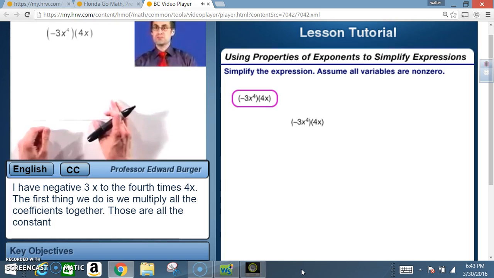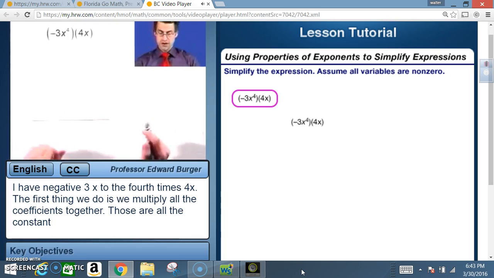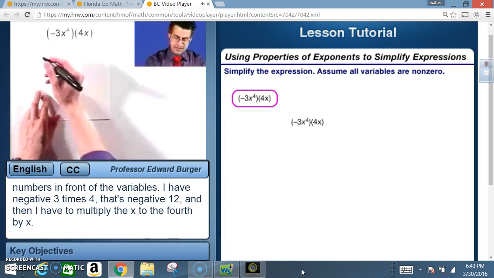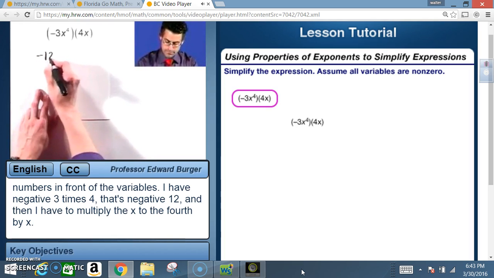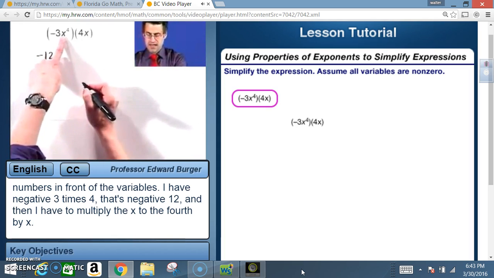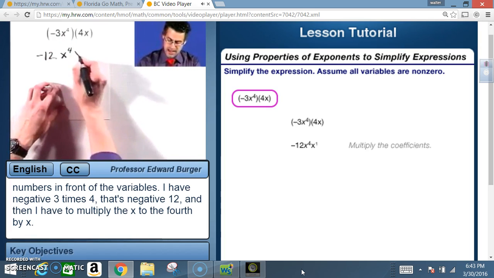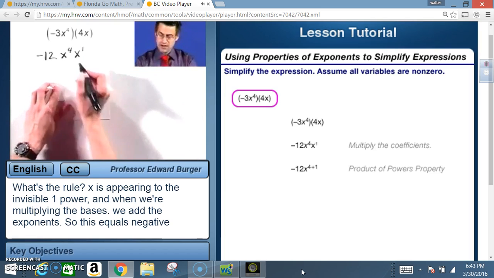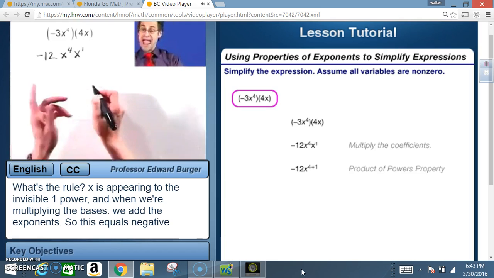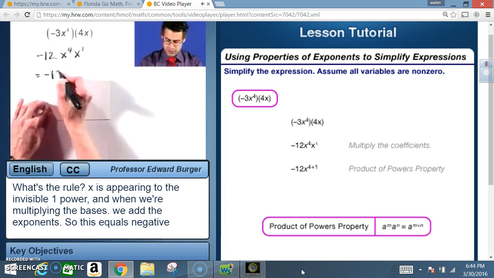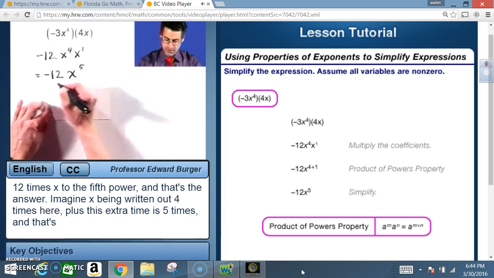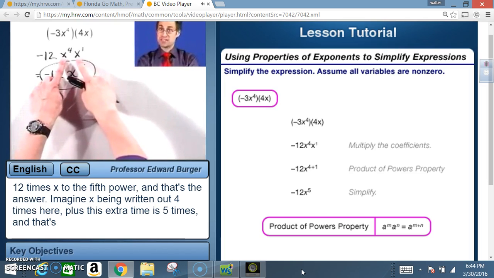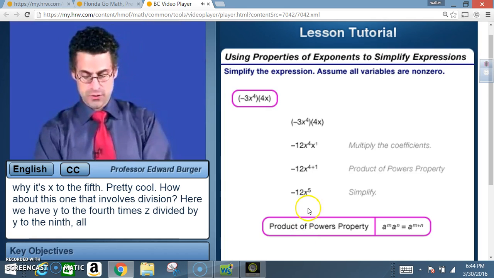Well, the first thing we do is we multiply all the coefficients together. Those are all the actual constant numbers in front of the variables. So I have negative 3 times 4, that's negative 12. And then I have to multiply the x to the 4th by x. And so what's the rule? Well, the x is actually appearing to the invisible 1 power, and when we're multiplying the bases, we add the exponents. And so this equals negative 12 times x to the 5th power, and that's the answer. Imagine x being written out 4 times here, plus this extra time is 5 times, and that's why it's x to the 5th. Pretty cool.